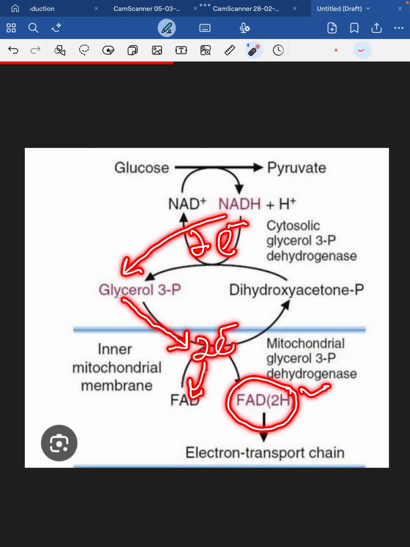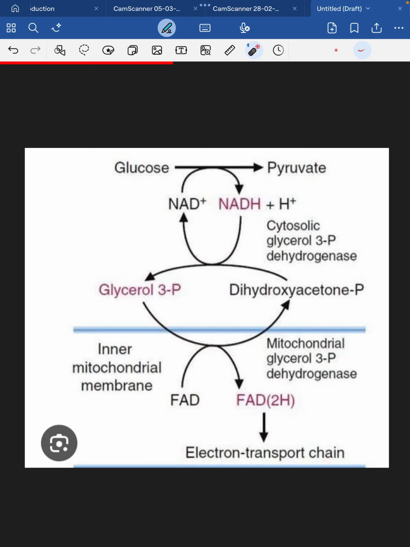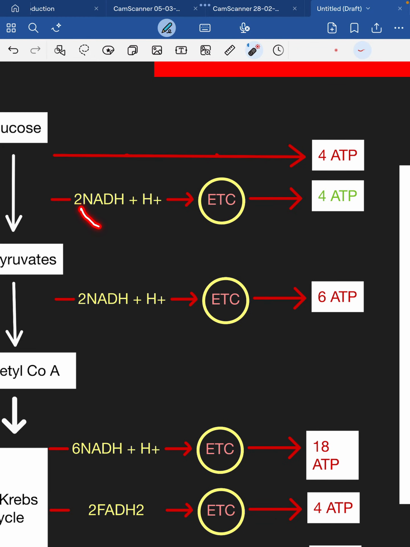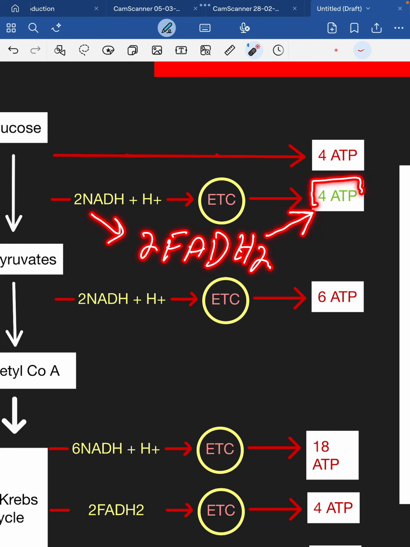One NADH will produce one FADH2, and two NADH will produce two FADH2, and this FADH2 gives its electrons to the electron transport chain, as a result of which ATP is produced. Now you know very well that one FADH2 gives only 2 ATP. So see here, 2 NADH are responsible for the production of 2 FADH2, and these 2 FADH2 will produce only 4 ATP. Now I think you understand.